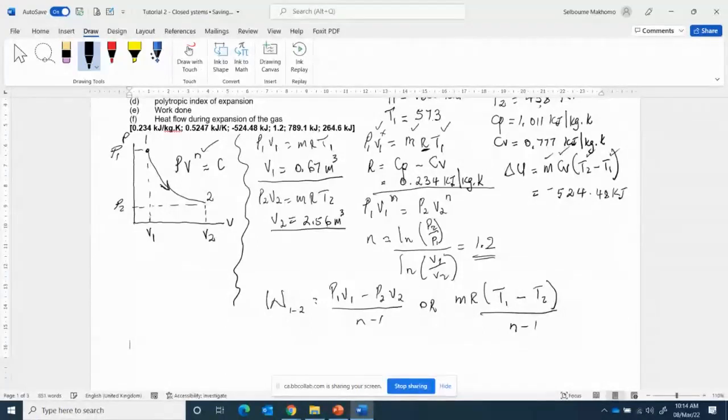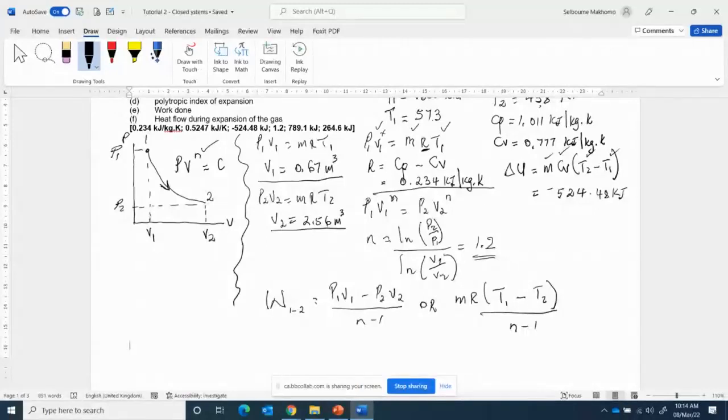Now, because work is done by the gas, we are expecting our answer to be positive or negative. The answer must be positive because it's expansion. If it was compression, our answer would be negative. So from that knowledge, you already have expectations about your answers. Because the gas is expanding from 1 to 2, our work done is supposed to be positive.